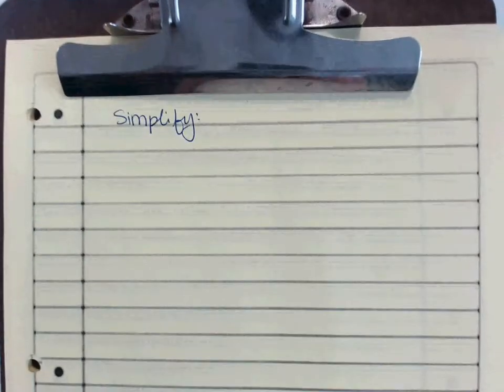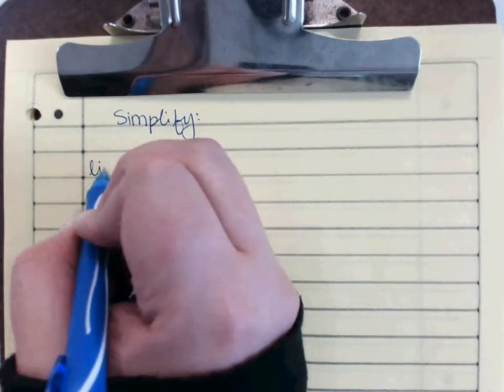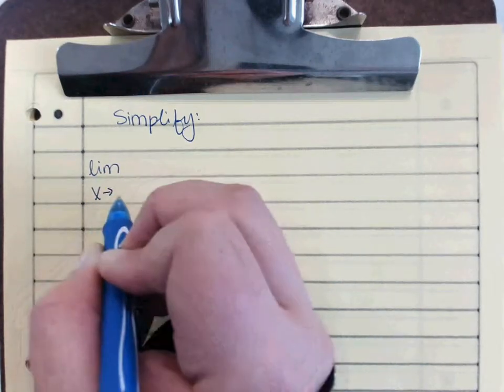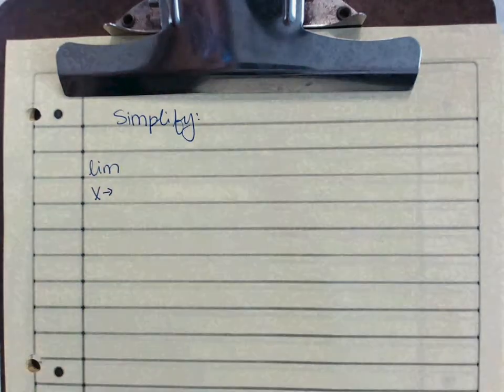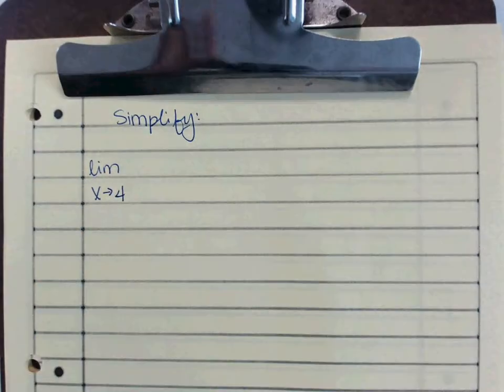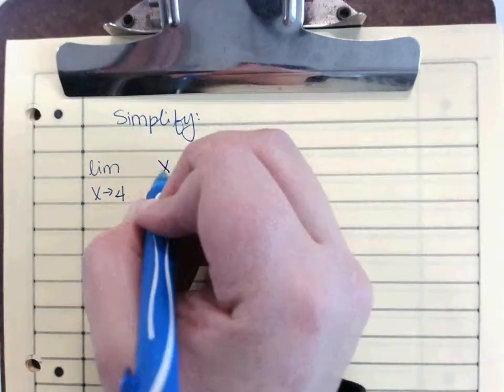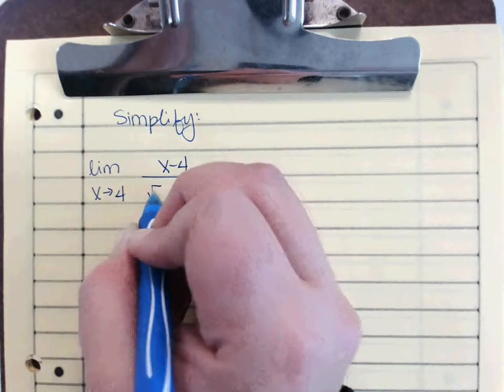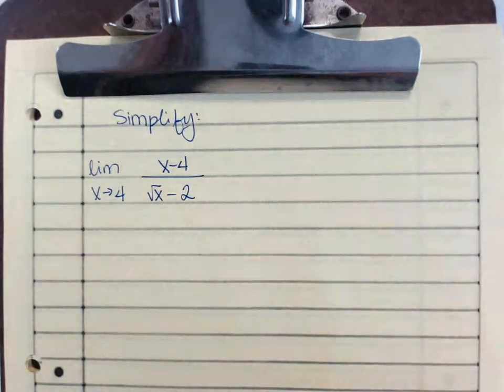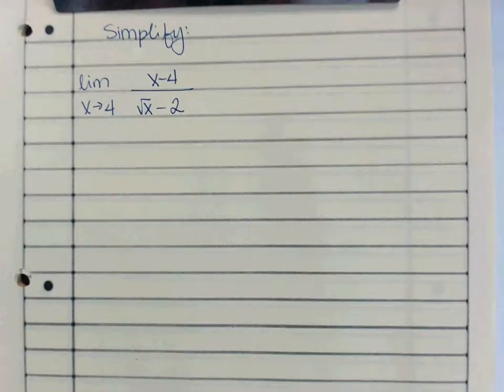We are going to have the limit as x approaches, what was it, 4 of x minus 4 over root x minus 2. Okay, so take a look. The problem is if I plug in 4, I have root 4, that's 2. 2 minus 2 is 0, not going to work. So the limit might not exist, or it might be fixable using conjugates.